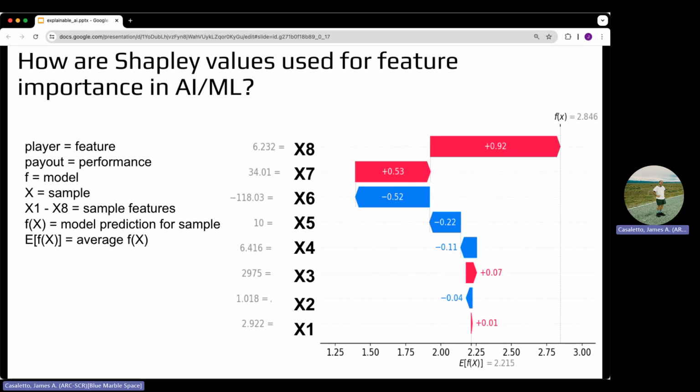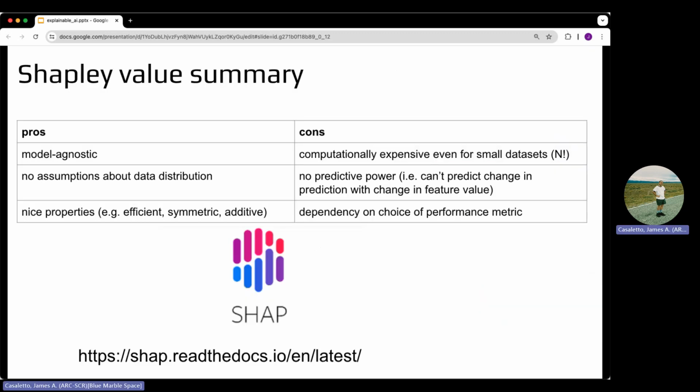One thing to note here is that these Shapley values are calculated for a particular input x to determine the feature importance for that prediction f(x). A different input x will have a different set of Shapley values per feature. So here's a summary of Shapley values and the pros and the cons. The pros of Shapley values are that they are model agnostic. Another pro is that they don't make any assumptions about your data distribution. And a third pro is that they have some nice properties.